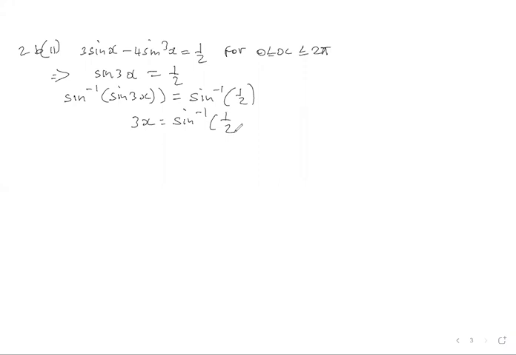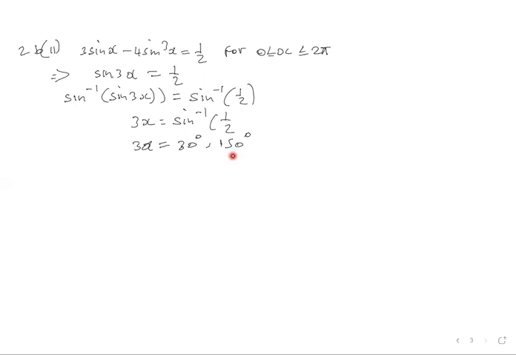Sine inverse of half gives us 30 degrees and 150 degrees. Because this value is positive, for sine 3x to be equal to positive half, it means we're looking at the quadrants where sine is positive, of which sine is positive in the second and the first quadrant. No wonder we have the two angles, 30 degrees from the first quadrant and 150 degrees from the second quadrant.